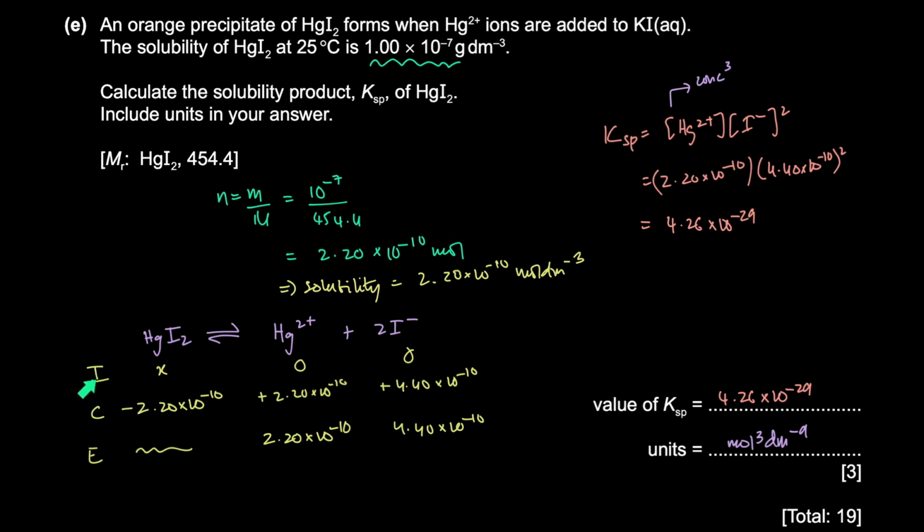Here I represents the initial amount, C represents the change in the concentration, and E represents the equilibrium amounts. We don't care about the equilibrium amount of the solid because the solid doesn't show up in the equilibrium expression.